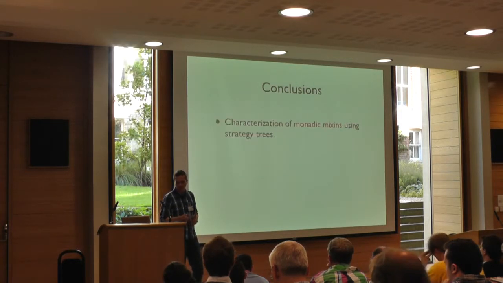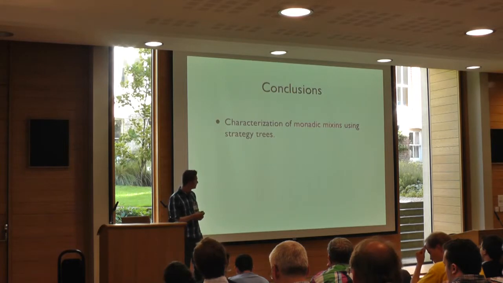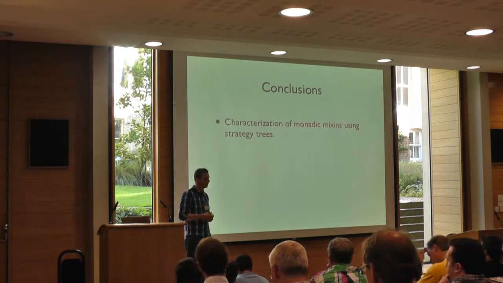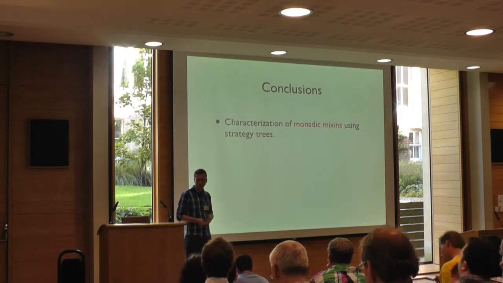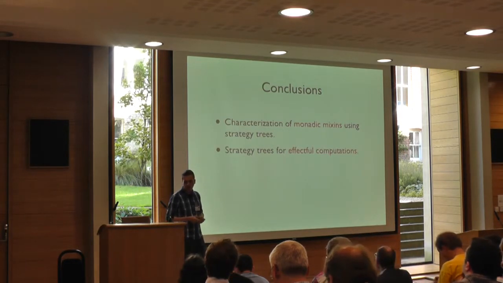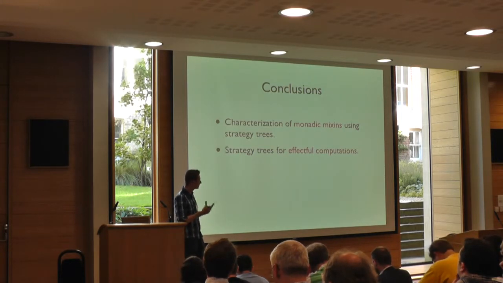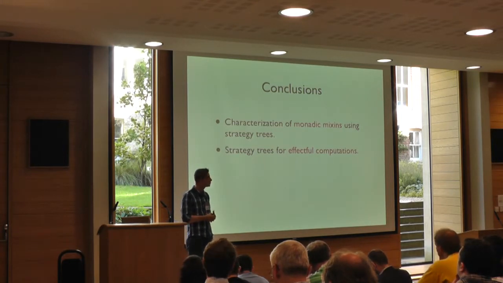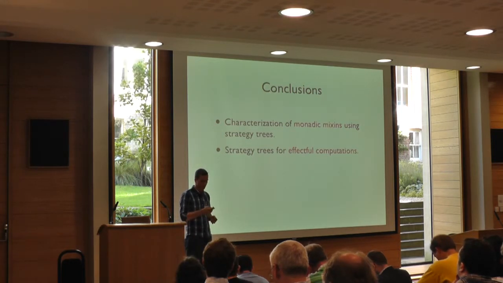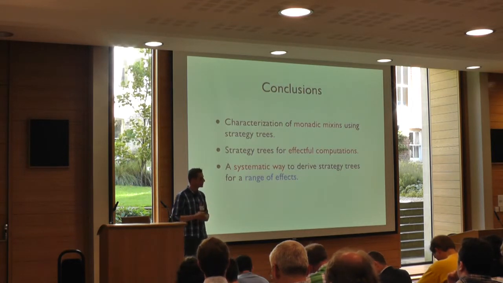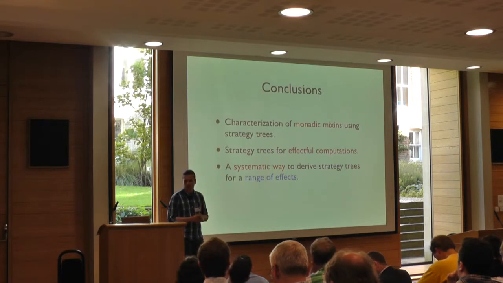Okay, so what have we seen? I've given you a characterization of monadic mix-ins in terms of strategy trees. We first looked at strategy trees for pure components, and then we generalized this to strategy trees for stateful components, and we've also looked at a systematic way to derive those, at least for a range of effects, in the coroutine monad transformer.